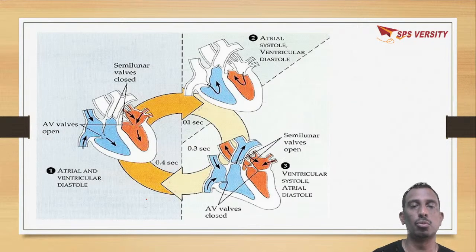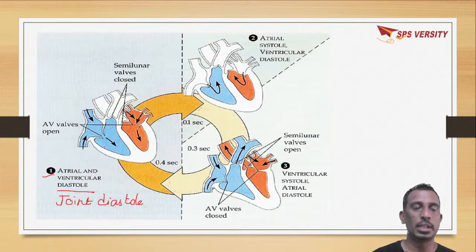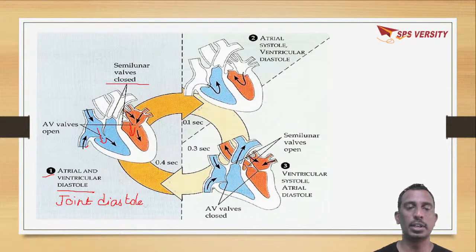During ventricular systole, the auricles will be in relaxed state. So here, if you see the first stage of the cardiac cycle, both are in relaxed state, joint diastole, where both auricles and ventricles are in relaxed state. During this relaxed state, the atrioventricular valves are open, that is, tricuspid and bicuspid valves are open. Semilunar valves are closed. So here blood will flow from auricles to ventricles. And this joint diastole will last for 0.4 seconds.